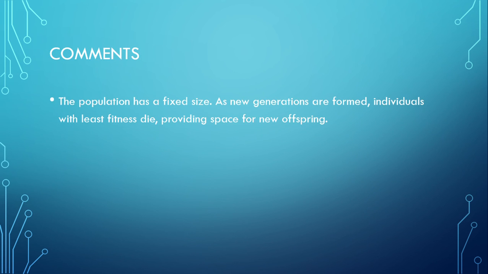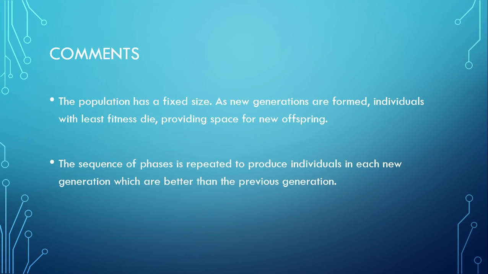Comments on this: the population has a fixed size. As a new generation is formed, individuals with the least fitness die, providing space for new offspring. Then the sequence of phases is repeated to produce individuals in each new generation which are better than the previous generation. Of course, if the fitness is better, then the individuals would be better.